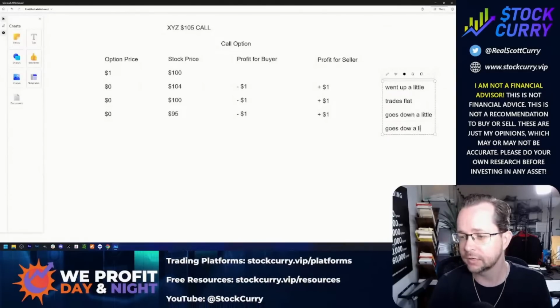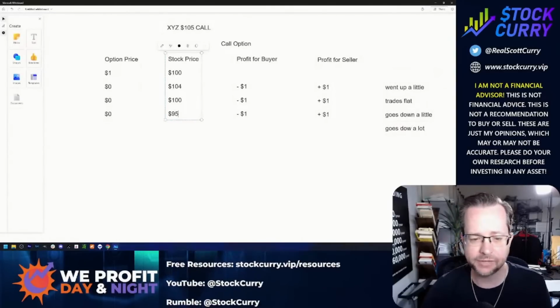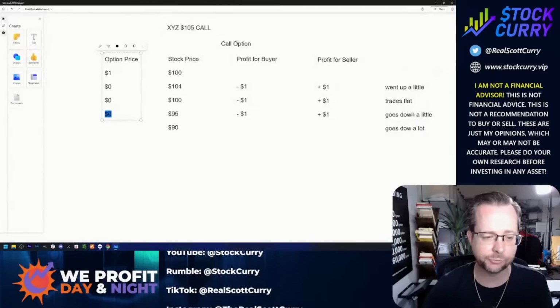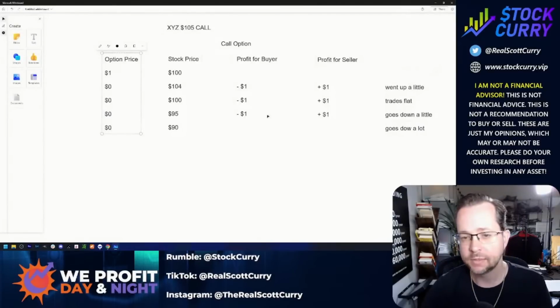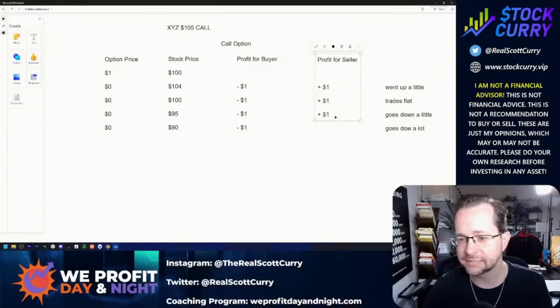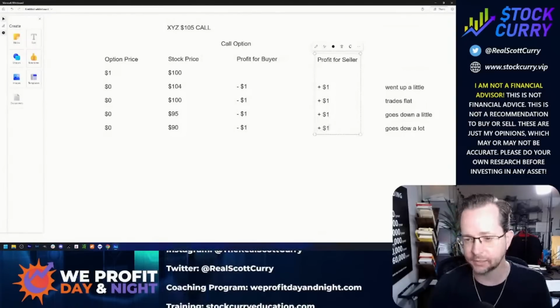It goes down a lot. Let's say it goes down to $90. Well, the option is worth 0. The buyer still is out $1. The seller is still up $1.